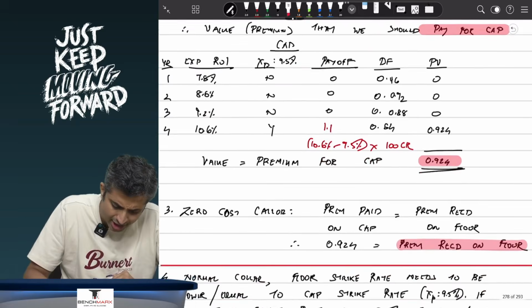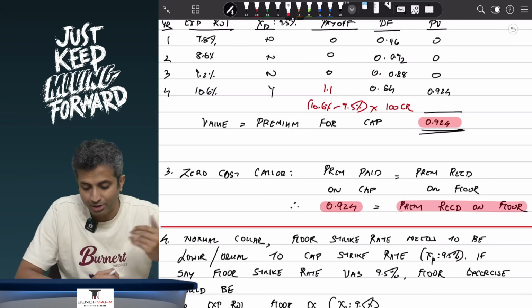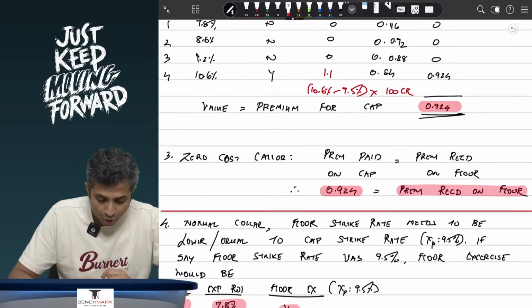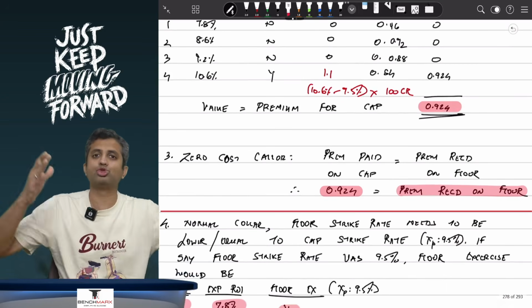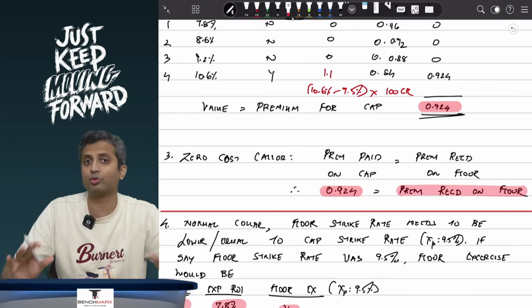So that will be around 0.924 because it is a zero cost collar. The premium that is paid on the cap will be equal to the premium that is received on the floor, and hence this will be equal to 0.924. Okay, this is where, in my opinion, the question should have ended. They should have just asked you to calculate the premium on the floor, and that's it. It is perfect for a 4-mark question.